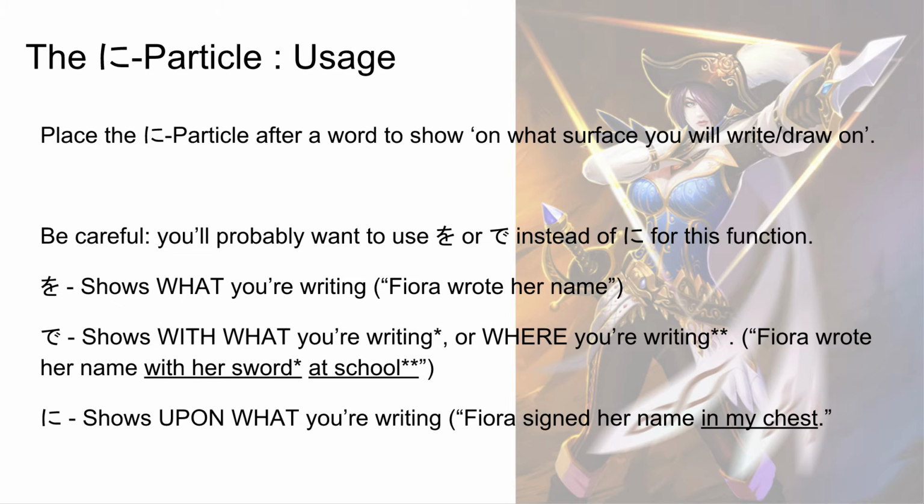The de particle shows with what you're writing or even where you're writing. So if you look at the first star, we have Fiora wrote her name with her sword. She used a sword to do the writing. And the location where she did the writing is at school. Both of those, with her sword and at school, will be the de particle. Welcome to Japanese. There would be two des in that sentence. Ni will show you upon what you're writing.